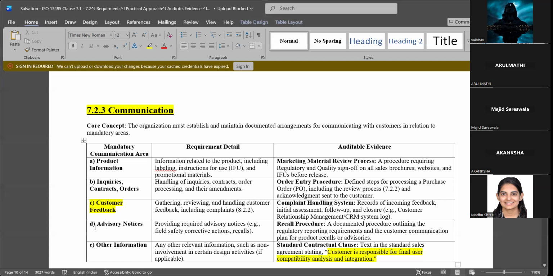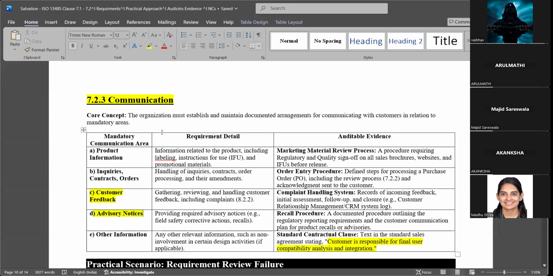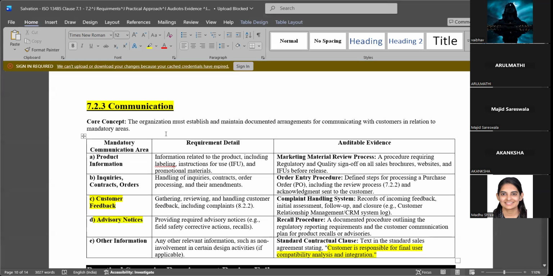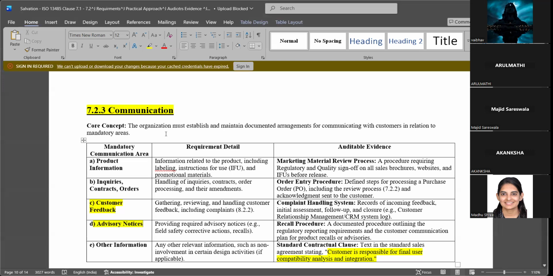Then there are advisory notices. We can give advisory notices on the adverse event that has happened, saying you need to recall it. This basically happens in the US and Western countries. I've seen a lot of recalls if you open their portals, EUDAMED for Europe and MAUDE for the US. Why are they recalling?